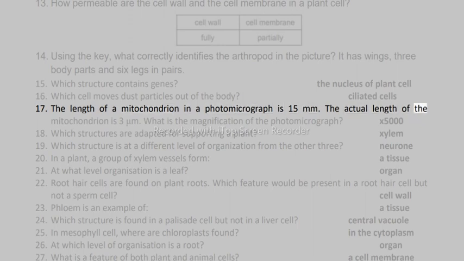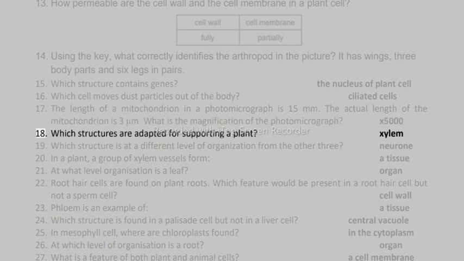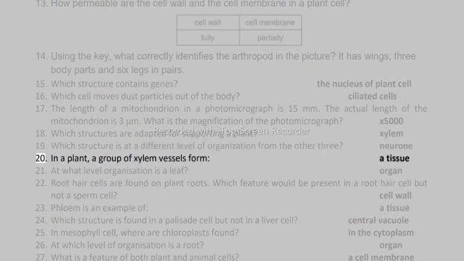The actual length of the mitochondrion is 3 micrometers. What is the magnification of the photomicrograph? times 5000. 18. Which structures are adapted for supporting a plant? Xylem. 19. Which structure is at a different level of organization from the other 3? Neurone. 20. In a plant, a group of xylem vessels form a tissue.